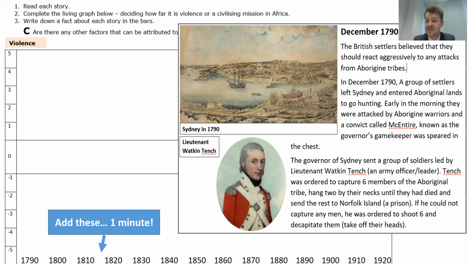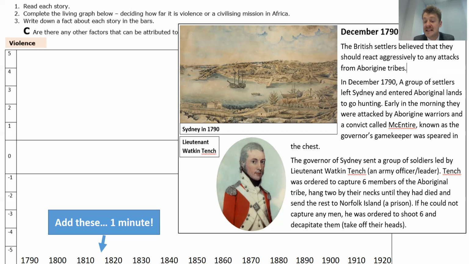The British settlers believed that they should react aggressively to any attacks from Aborigine tribes. In December 1790, a group of settlers left Sydney and entered Aboriginal lands to go hunting. Early in the morning, they were attacked by Aborigine warriors, and a convict called McIntyre, known as the governor's gamekeeper, was speared in the chest.